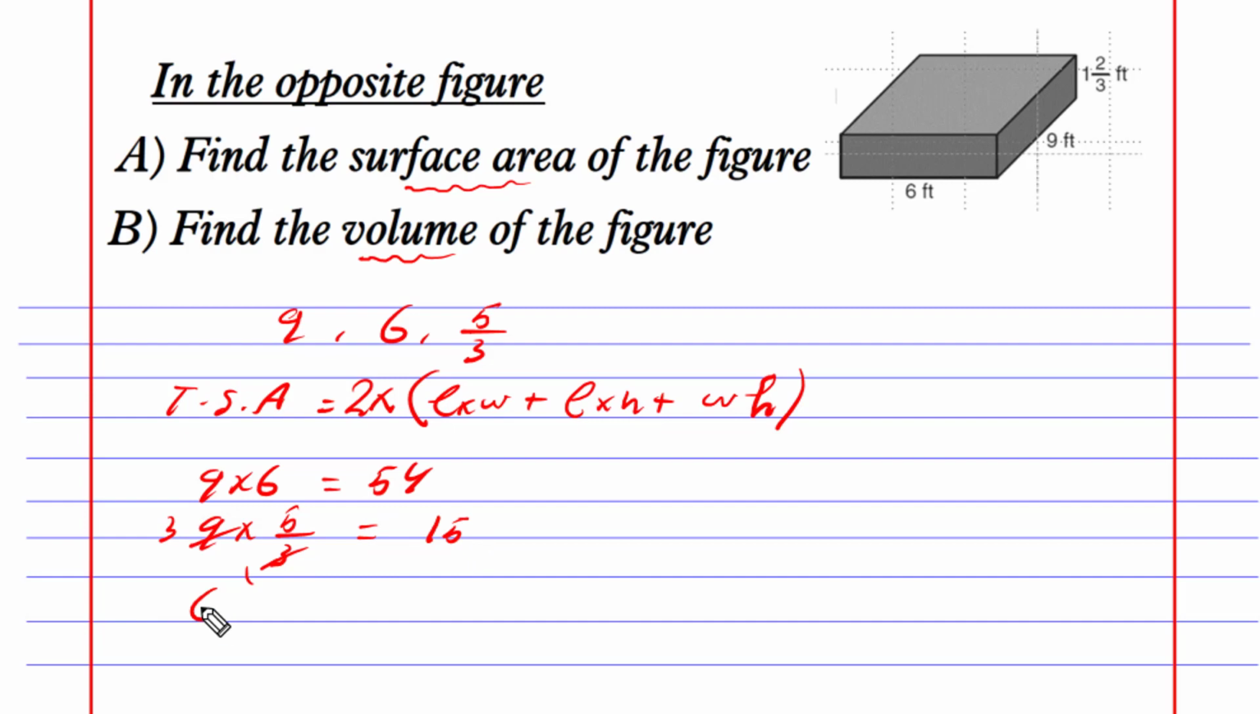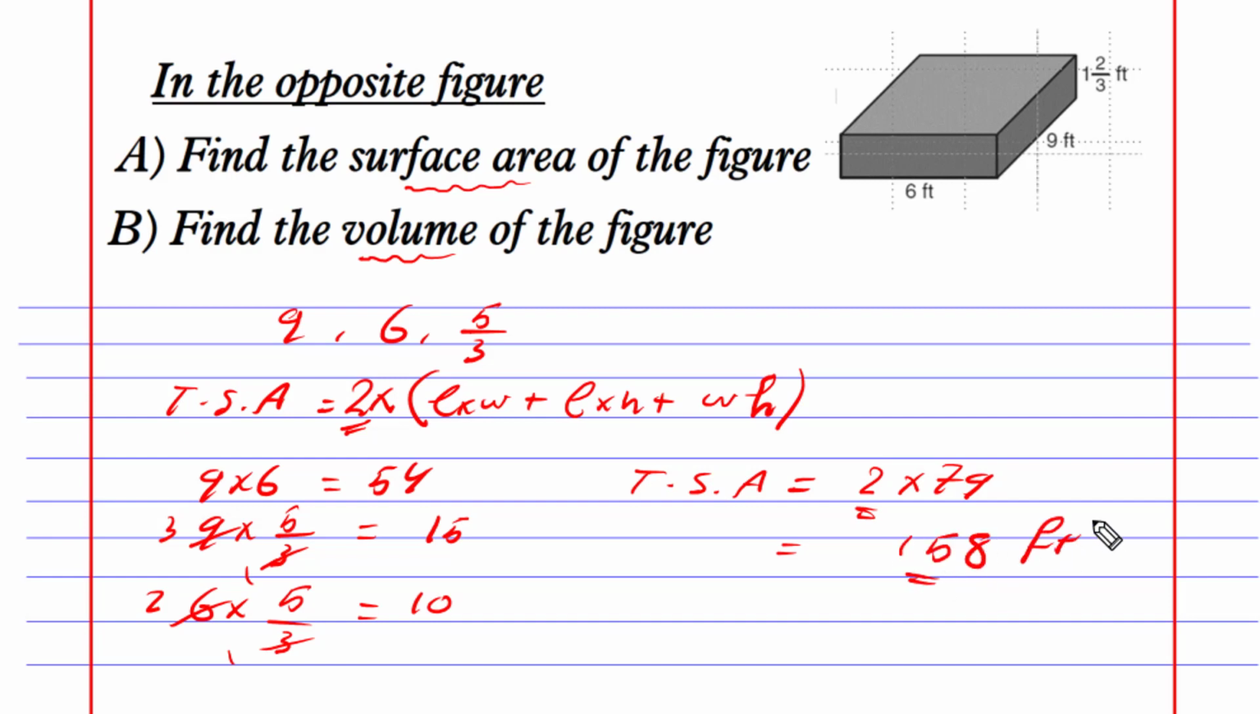Next, 6 times 5 over 3. Simplify. Divided by 3 equals 1. Divided by 3 equals 2. So 2 times 5 equals 10. Now to find the total surface area, we'll add all the products. 54 plus 15 plus 10 equals 79. Don't forget to multiply by 2. We have 2 here in the rule. Now 2 times 79 equals 158 square feet. This is the total surface area.